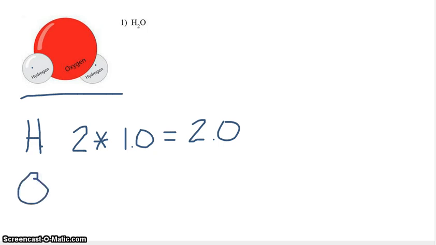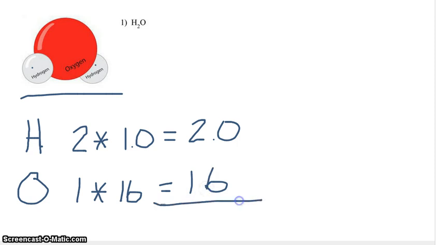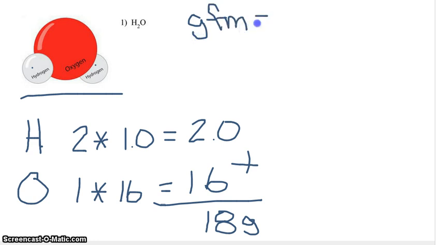Oxygen does not have a subscript behind it, so that tells us that there's only one. If we look up oxygen on the periodic table, it has a mass of 16. So the mass coming from oxygen is 16. To get our formula mass, we add both of those together, and we get a total mass of 18 grams. That part should be review. We know how to find the formula mass. So the overall mass of our substance, our formula mass, which we sometimes abbreviate as GFM, gram formula mass, is 18 grams.